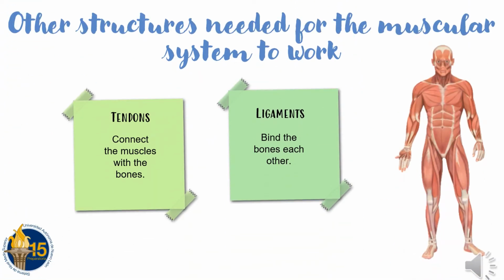There are some structures that help the muscular system to connect with the skeletal system to allow us to move. The first one is the tendon, which connects the muscles with the bones. And the second one is the ligament, which binds the bones to each other.